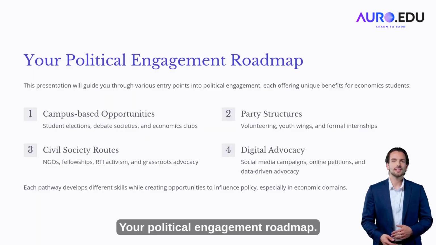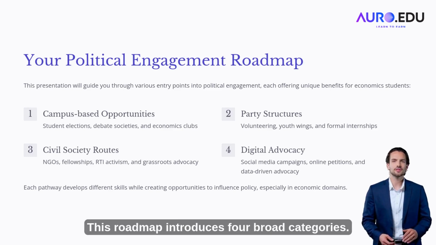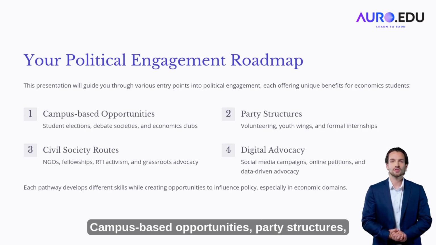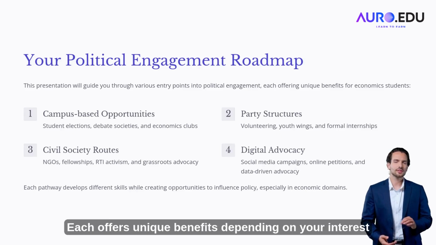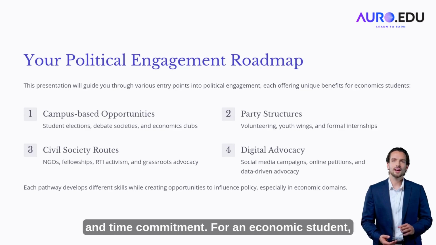Your political engagement roadmap. In politics, there isn't just one entry point. There are many. This roadmap introduces four broad categories: campus-based opportunities, party structures, civil society routes, and digital advocacy. Each offers unique benefits depending on your interest and time commitment.